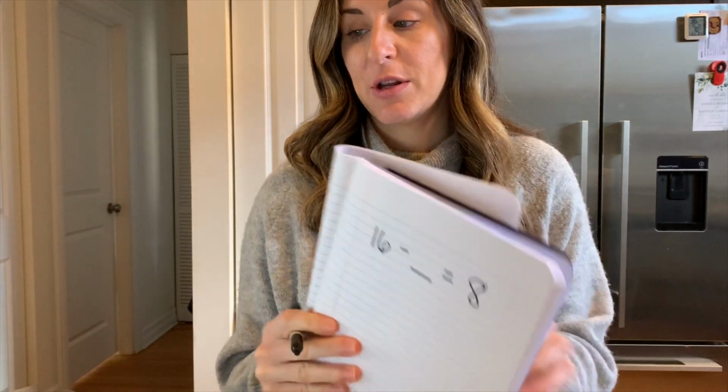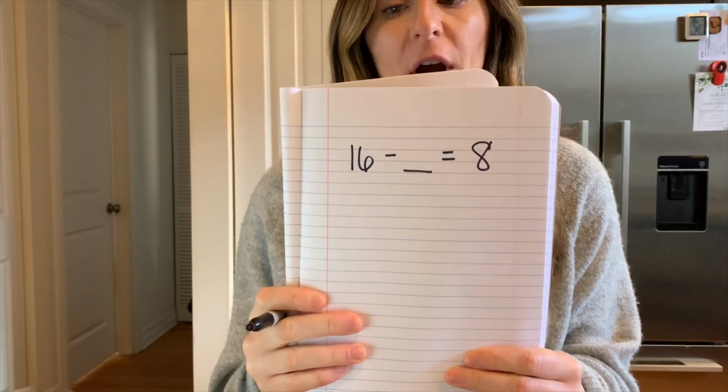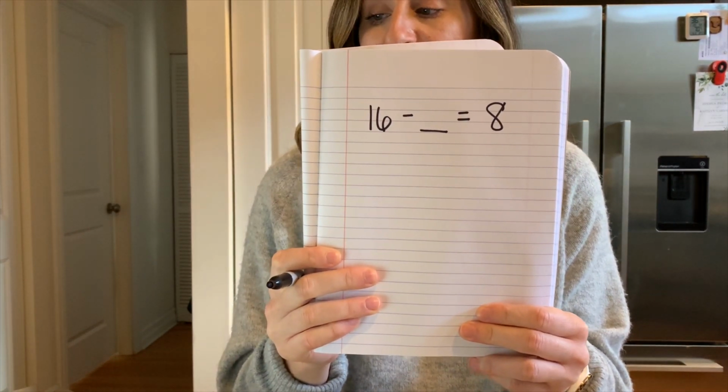And here is the first question. Kim has 16 feathers. He gives some away. Now he has 8 feathers. How many feathers did Kim give away? So Kim started with 16 feathers. He gave some feathers away, but we don't know how many. And we know he ended up with 8 feathers. So we're trying to figure out how many feathers did Kim give away?